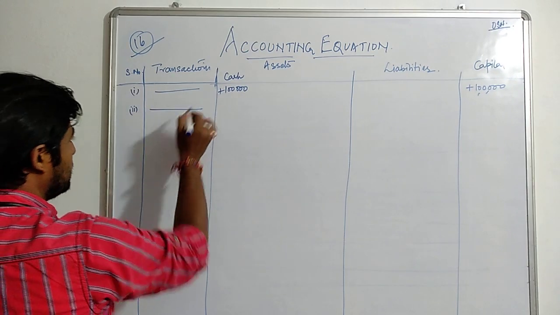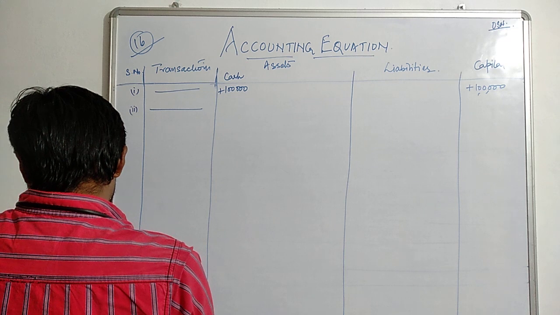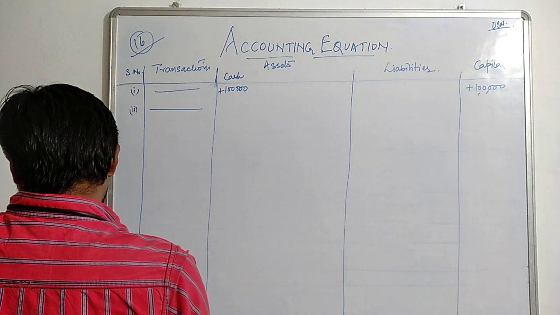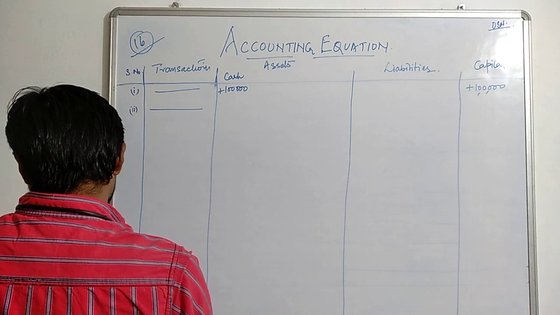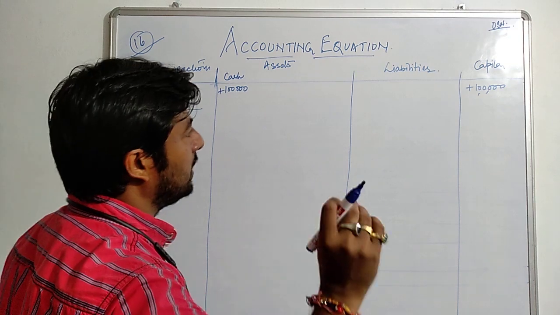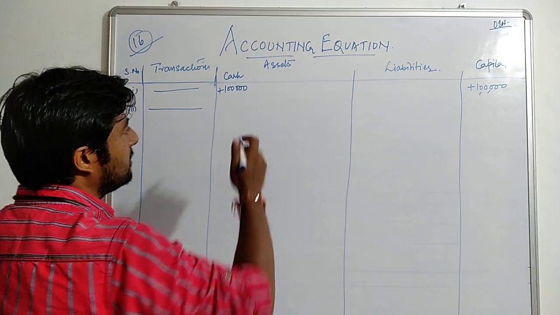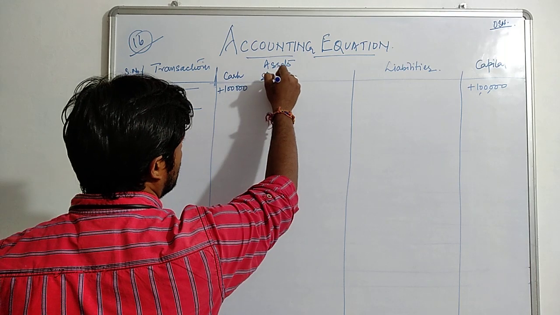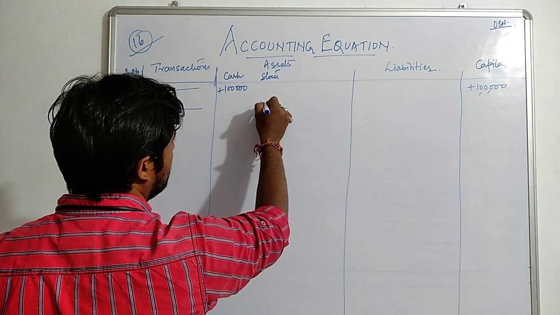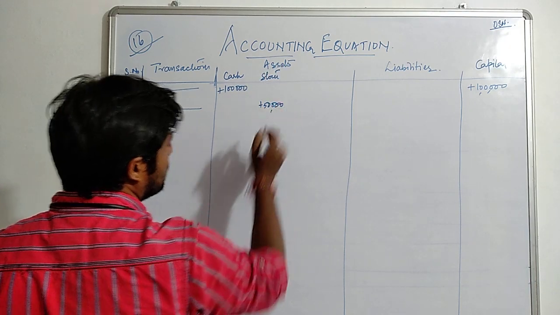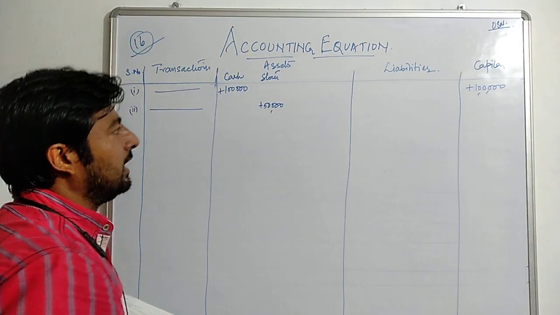Now the second transaction, purchase goods for cash rupees 20,000 and on credit 50,000. Now tell me, how much amount of goods is coming into the business? Goods means stock. How much amount of stock is coming into the business? 50,000. So the level of the stock is going to increase.